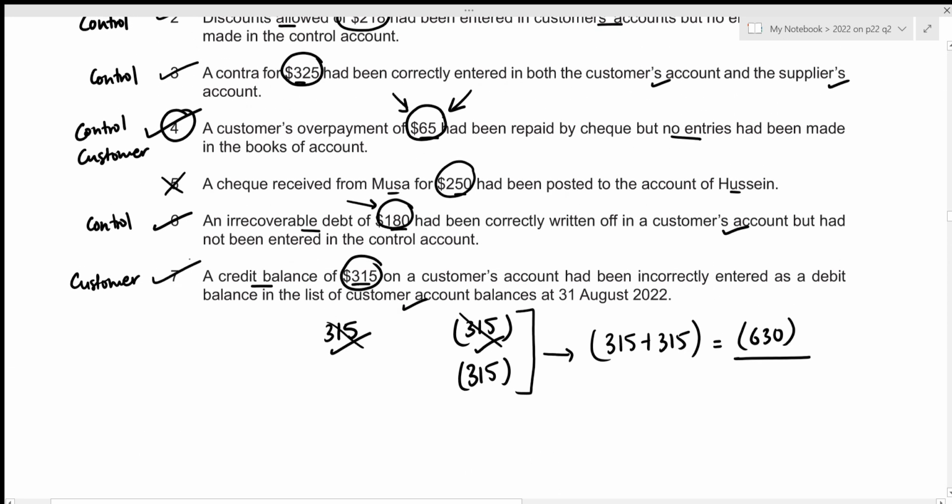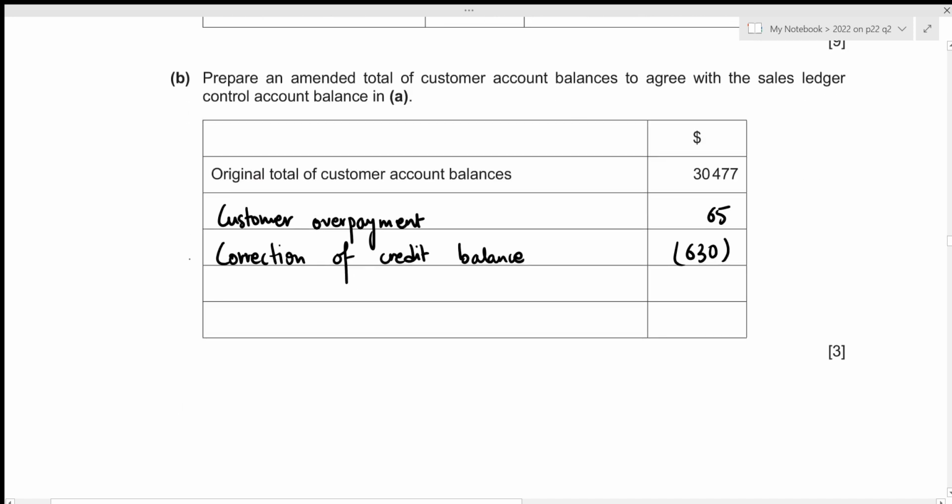So we can now just figure out the total by adding these 3 amounts. And that will give the amended total of customer account balances, right? So that's amended total of customer account balances. And that is just going to be 30,477 plus 65 minus 630, which results in 29,912.